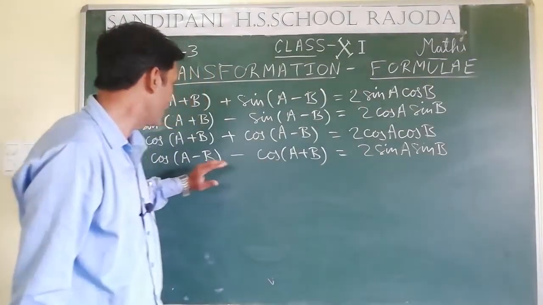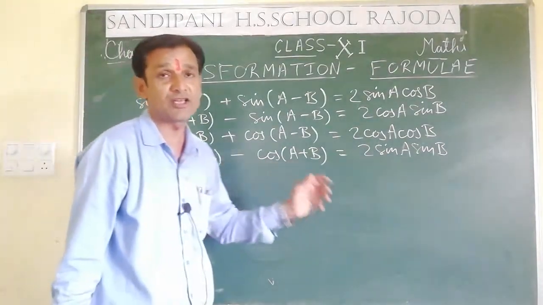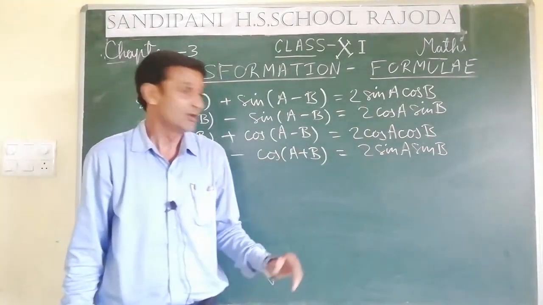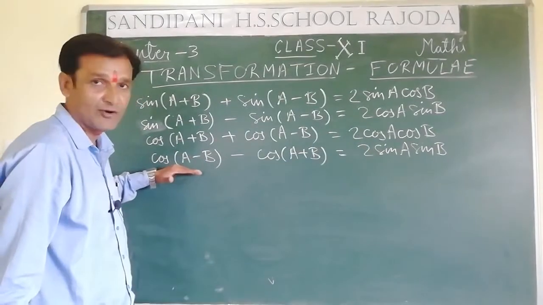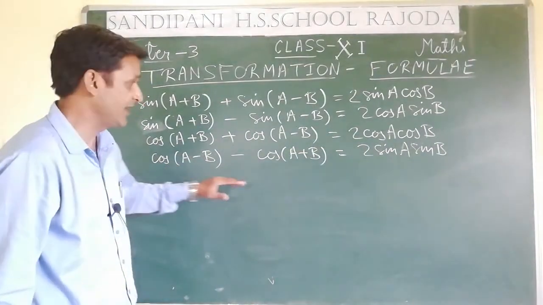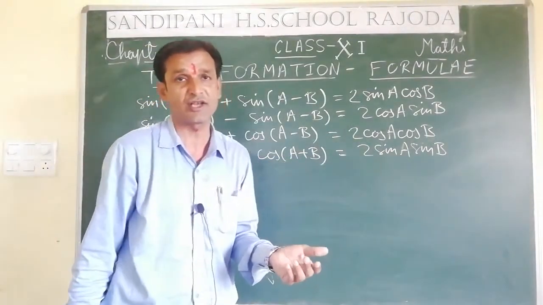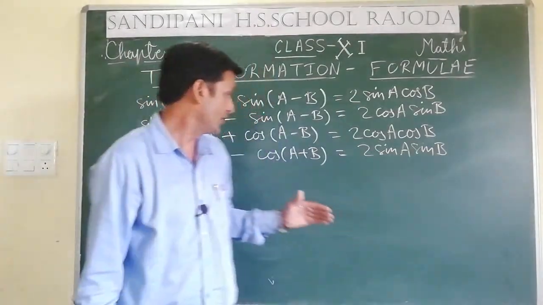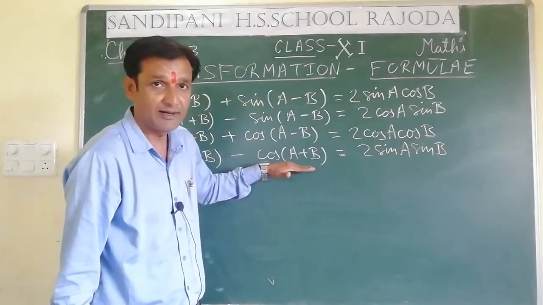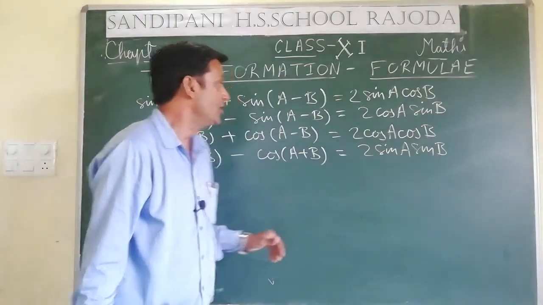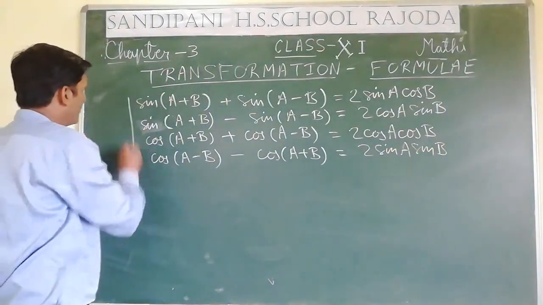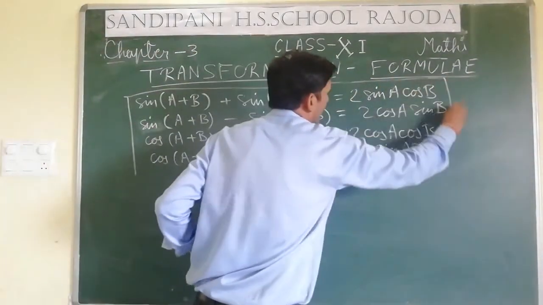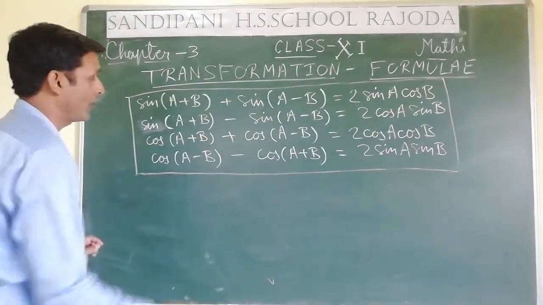Why is it so? Because the cos A minus B formula is cos A cos B plus sin A sin B, so that positive part we have to consider here. In case of cos A plus B, the formula is cos A cos B minus sin A sin B, so it will be taken afterwards in this part. So these are a few formulae. A few more I am telling.